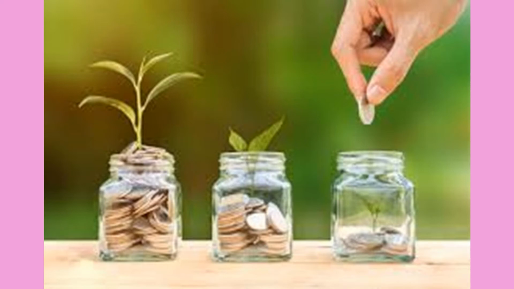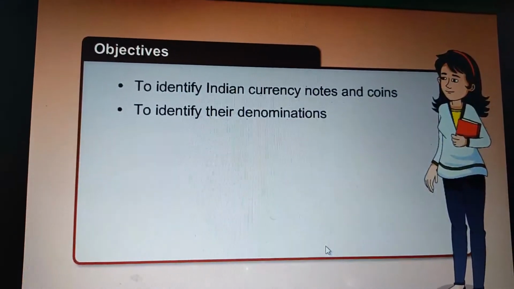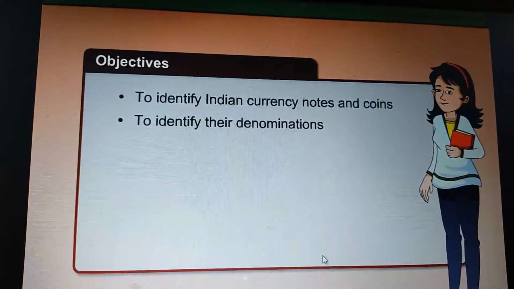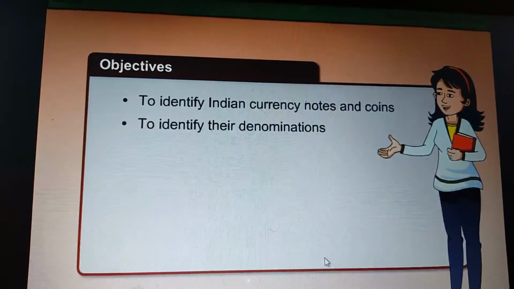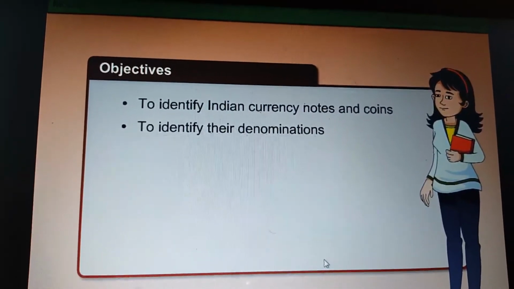In the last video, we have seen the importance of saving money. Today, we will see how to identify notes and coins. Objectives: to know about Indian currency notes and coins and to be able to recognize them, and to know the denominations available in Indian currency.